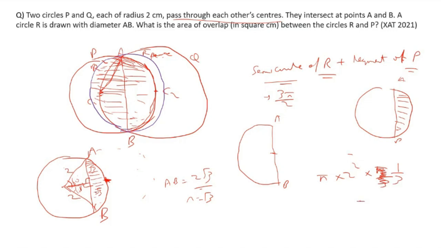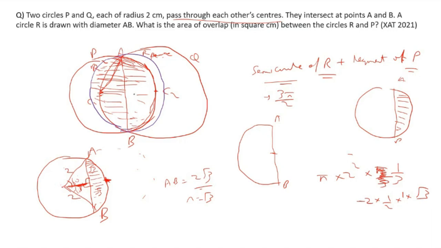This triangle, I know all three sides. I can find the triangle area, or I can just find this right triangle area and multiply it with 2. So it will be 2 into 1 by 2 into 1 into root 3. Let me repeat it once again.